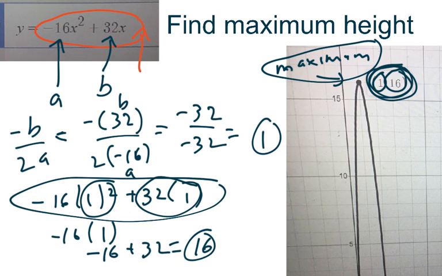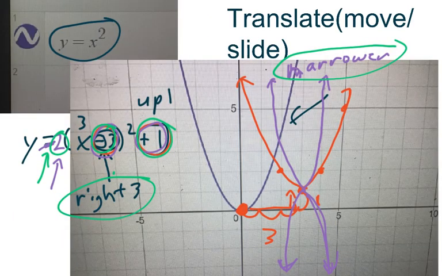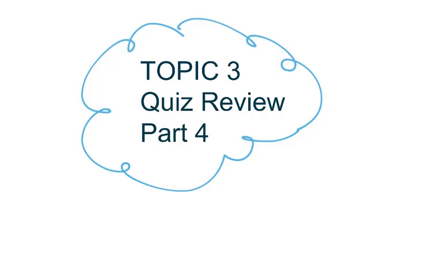Okay? So how do you find the max? You have to understand that's the vertex. How do you find the vertex? You must do negative b over 2a. If you study and watch all of this, guys, you will get an A on this part of the quiz.